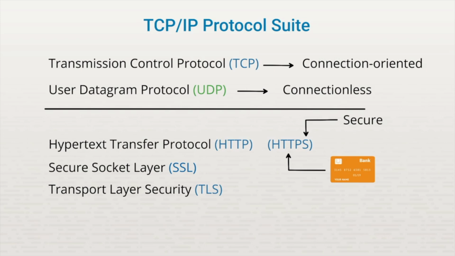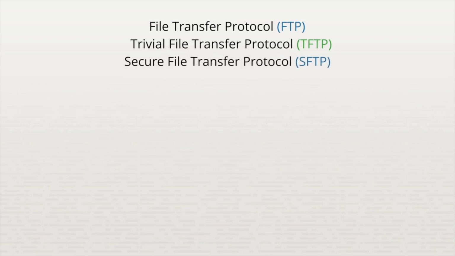The next four protocols we're going to talk about are used to transfer files across a network. The File Transfer Protocol, or FTP, is often used to transfer a file between computers. A similar protocol is Trivial File Transfer Protocol, or TFTP. FTP uses TCP to transmit information, and TFTP uses UDP, which means it's much faster but less reliable. There are also two secure protocols for transferring files: Secure File Transfer Protocol, SFTP, and Secure Copy Protocol, SCP. These protocols securely transfer files across a network.